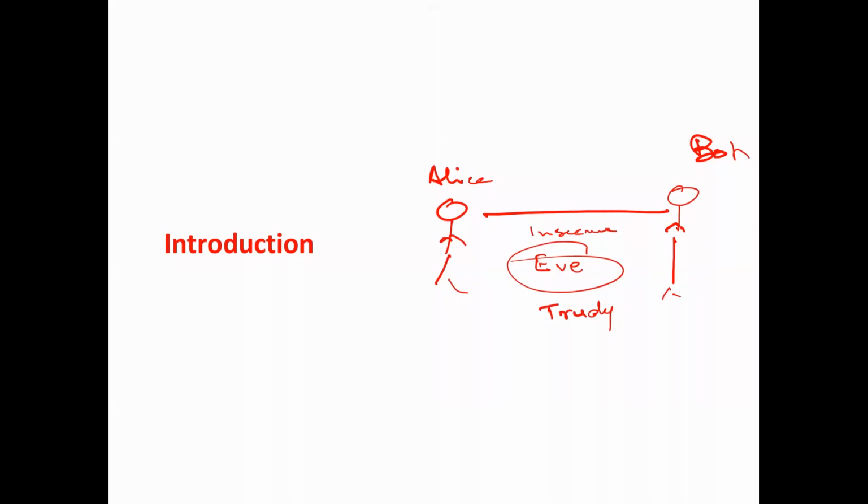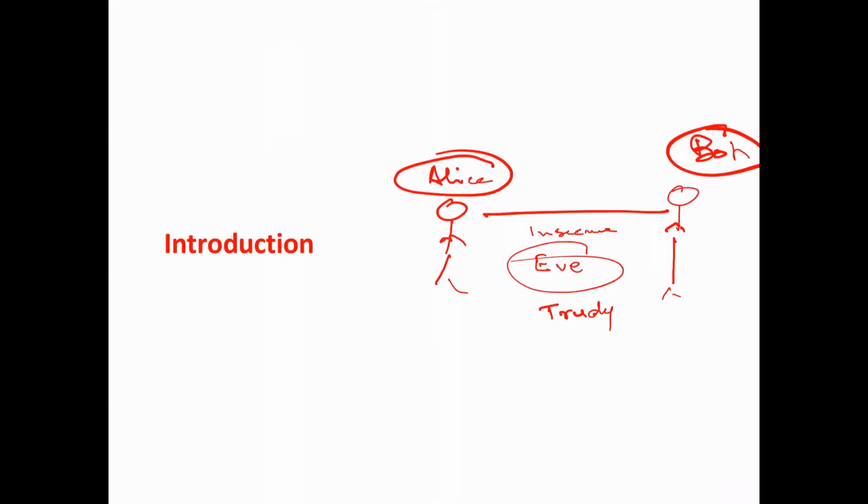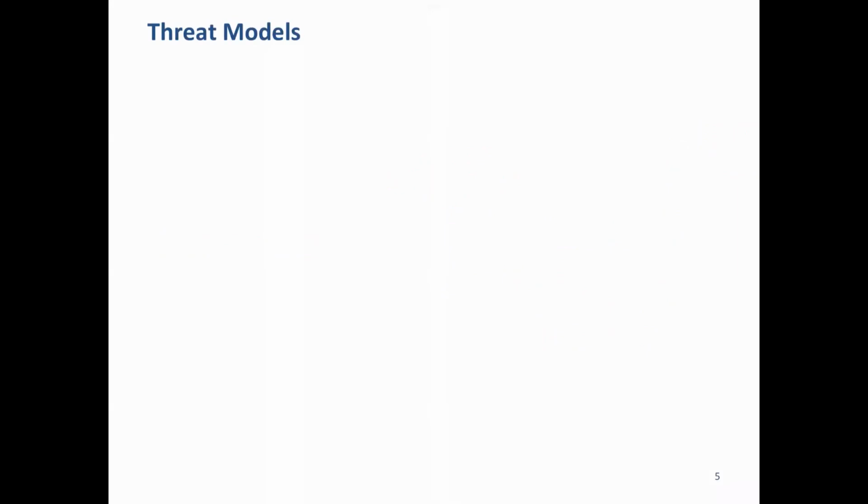We know about these characters by now. Sometimes we also use Mallory. All Eve can do is simply read the message, while Mallory or Trudy can also alter the message. So now we have to look at the threat model, and then create security schemes based on these threat models. We know what threat models are.